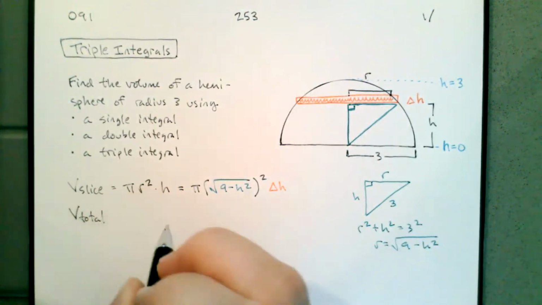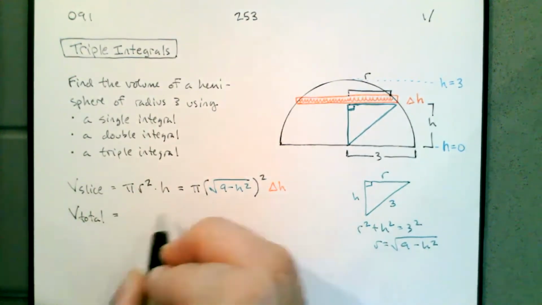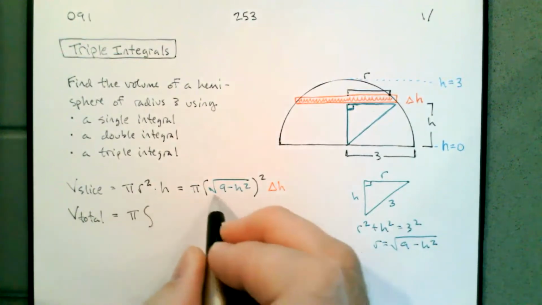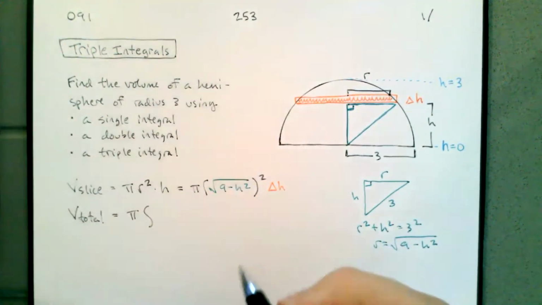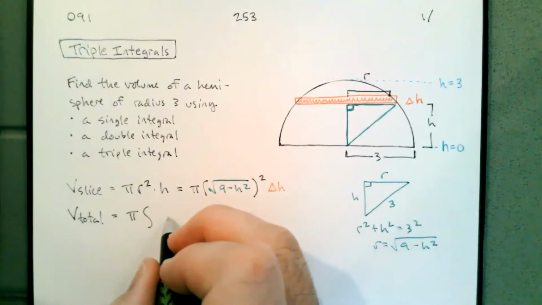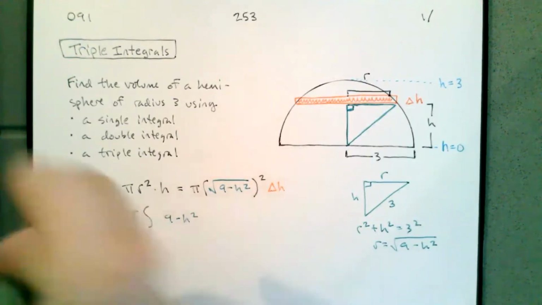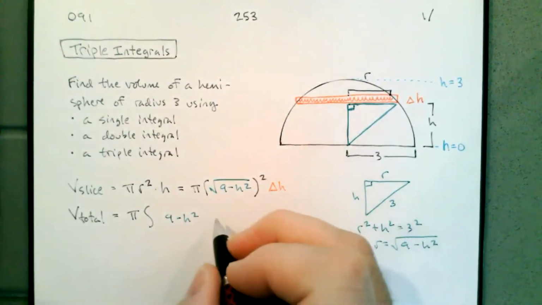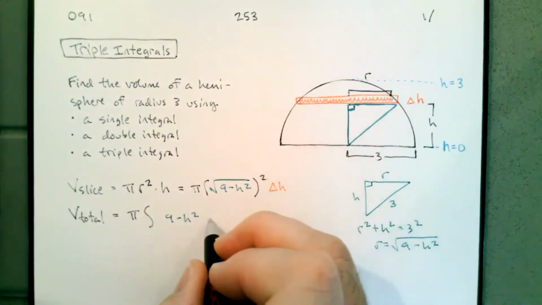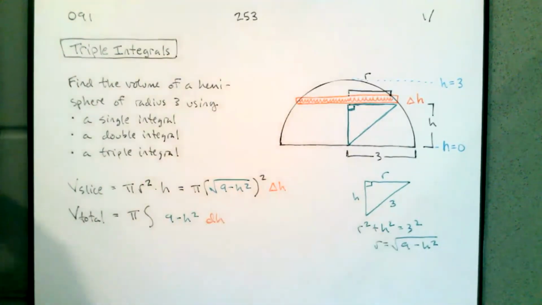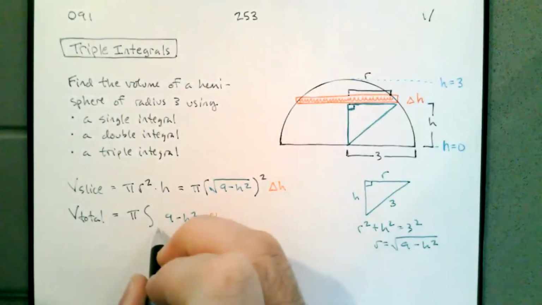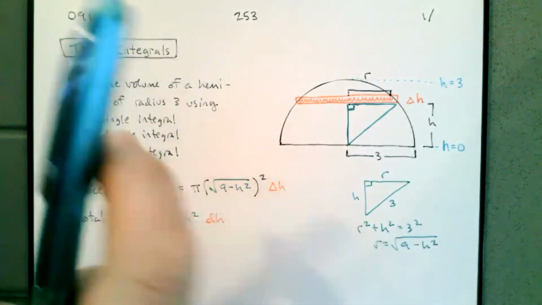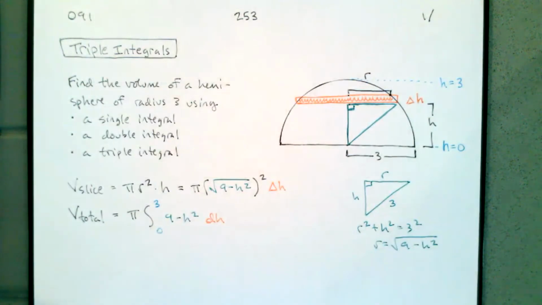So the total, after we add up all such slices, I'm going to factor out the pi. We're going to integrate, and I'm going to simplify the square root of 9 minus h squared, squared, to just be 9 minus h squared. The discrete delta h becomes a continuous dh, and we integrate over all the values of h from 0 to 3. Any questions?